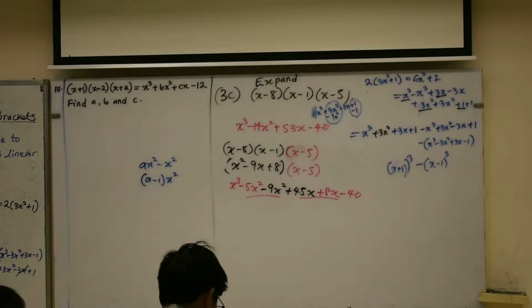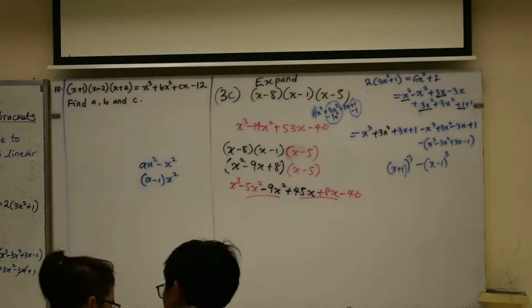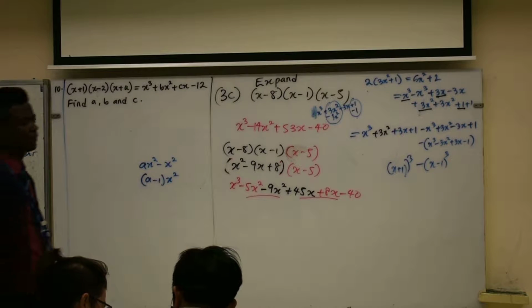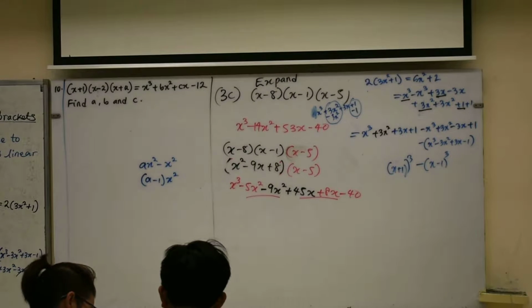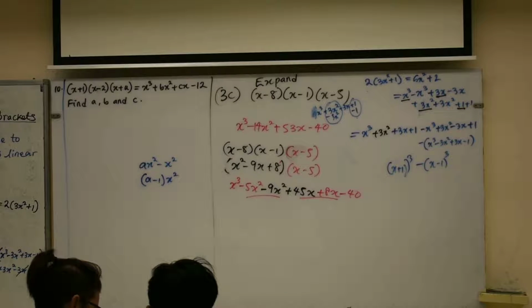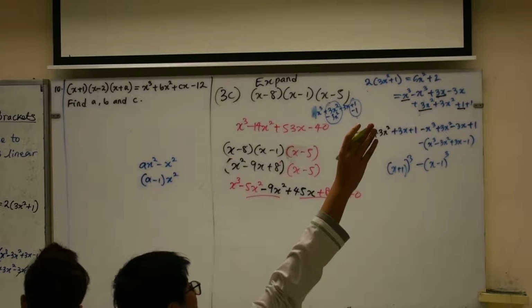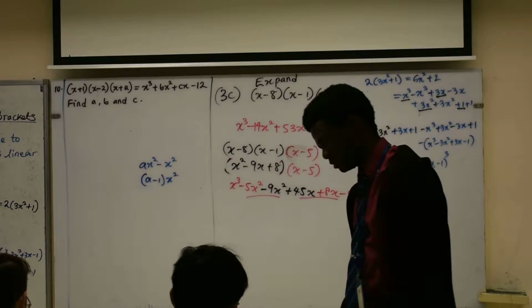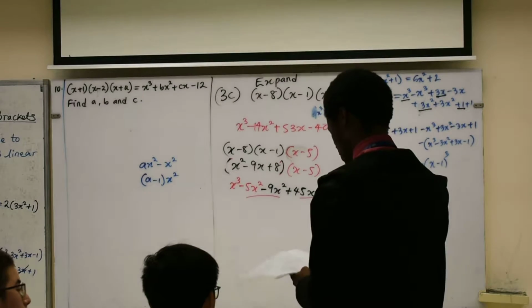Okay, I'm done. Okay, let's see. What? Doesn't look like you're done. Look at the instruction. It says find A, B, and C. It doesn't say anything that looks like that. Okay, 6. Perfect.